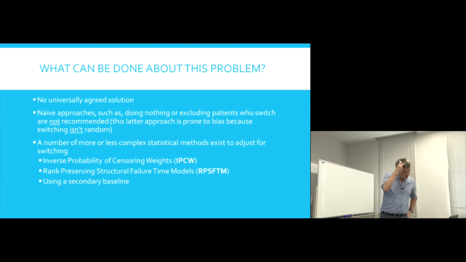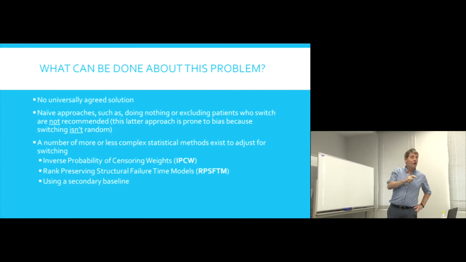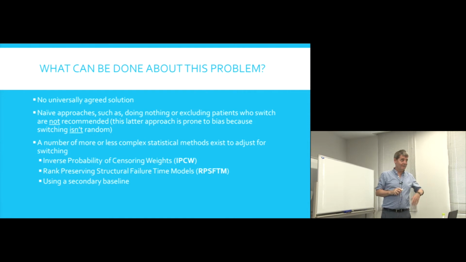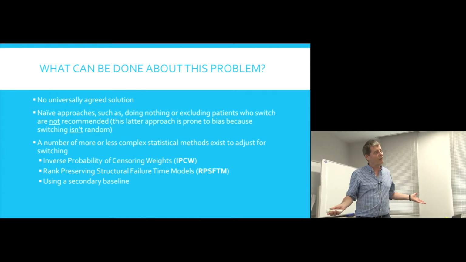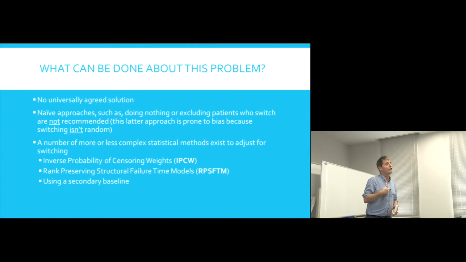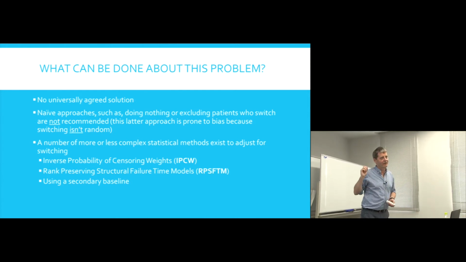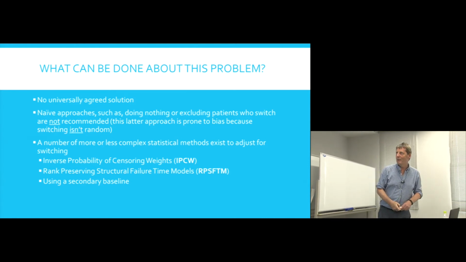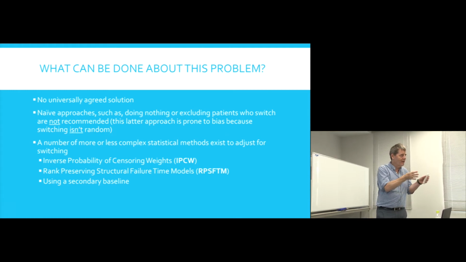So what can we do about treatment switching? Well, there's no universally agreed solution. There are naive approaches: do nothing, or exclude the patients who switch. These are definitely not recommended. If we do nothing, we're going to get a biased estimate. Excluding patients who switch is highly prone to bias because patients typically don't switch at random. They have a reason for switching, and so the group who switch are almost signaling they're different from those who don't switch. If you just excluded the switchers, you're left with a biased group.